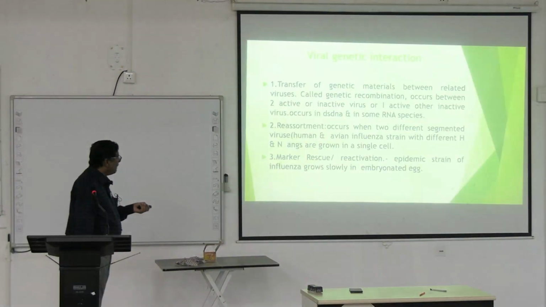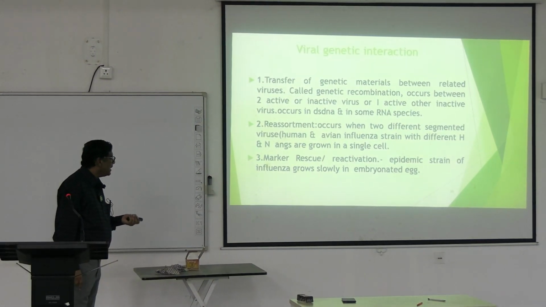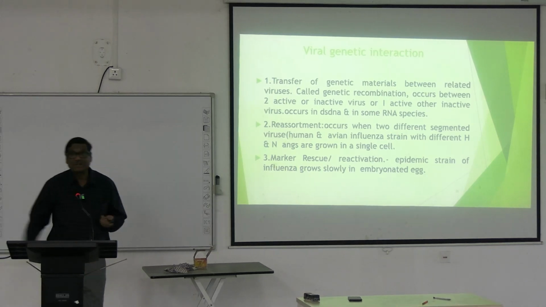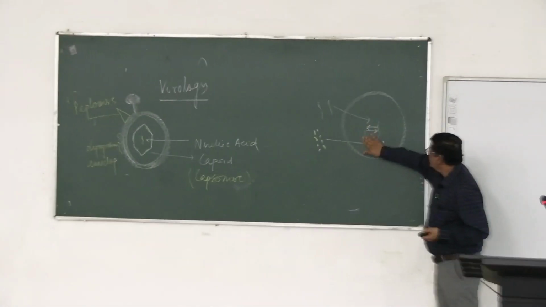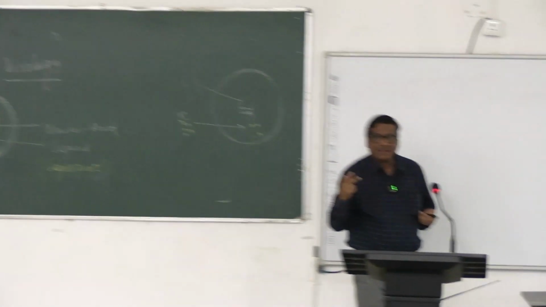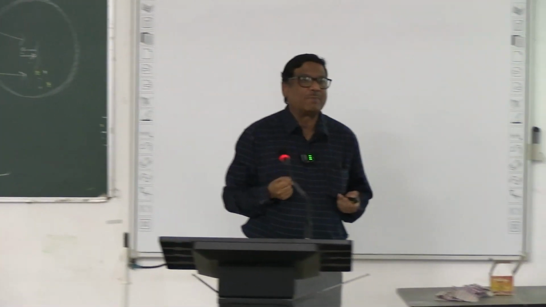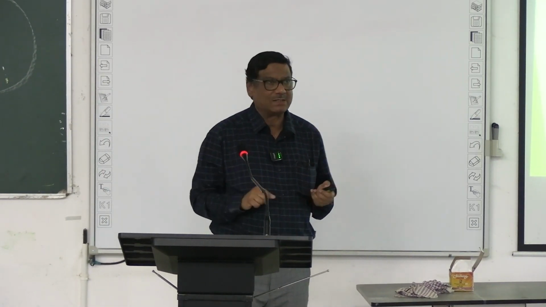Marker rescue, another property, reactivation, where an epidemic strain of influenza grows slowly in embryonated egg. Marker rescue is when a dead virus exists inside, one live virus enters, and that dead virus can get some unique properties from the live virus, and now it is activated. This is called marker rescue, another property of viral infection.